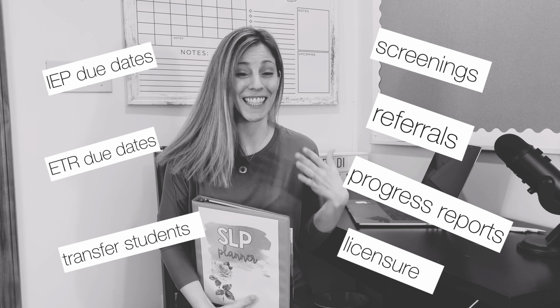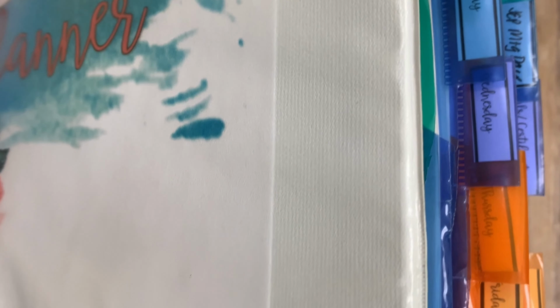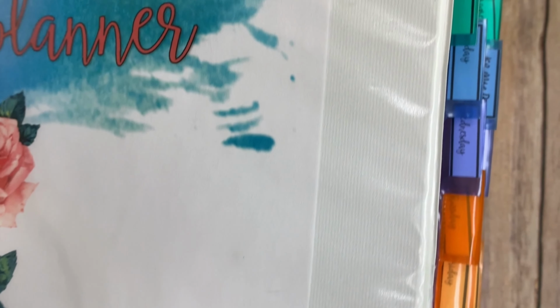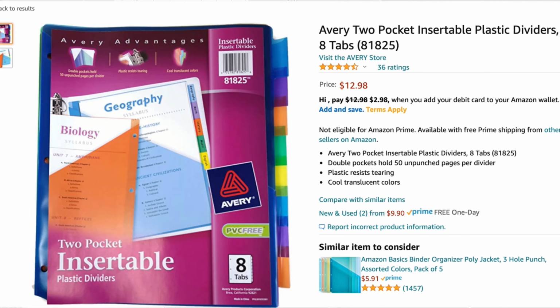So school SLPs have so much to keep track of. It's actually insanity. So I really needed a good system and a way to keep organized. And it took me a couple years, but I finally figured out the absolute best system for me. And that was storing everything in a binder. So what I did is I got a binder and then I got those divider pockets with the tabs so that I could label everything.